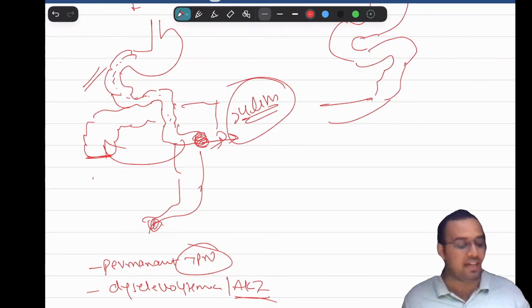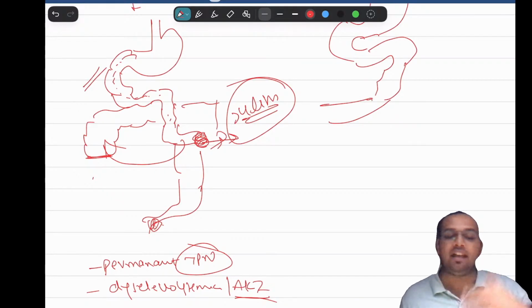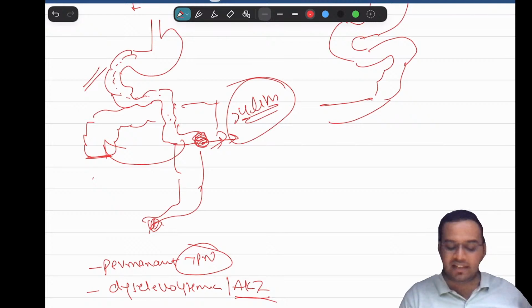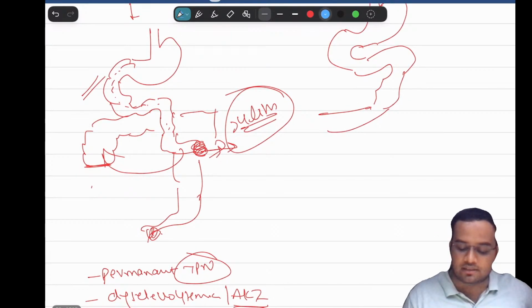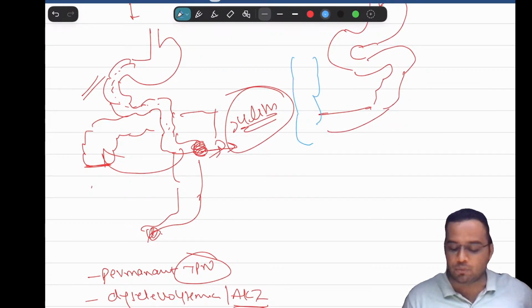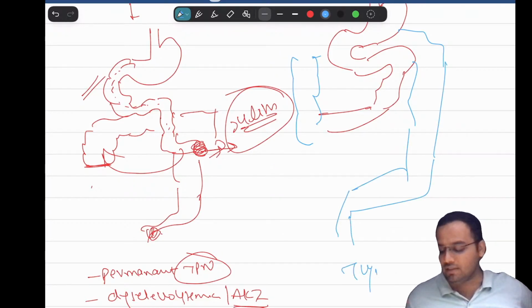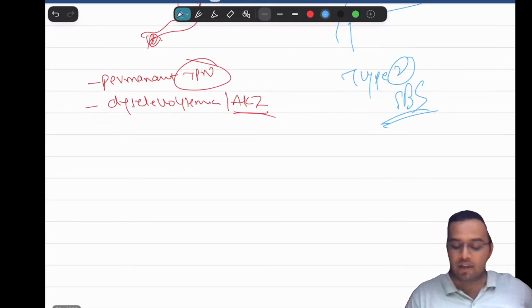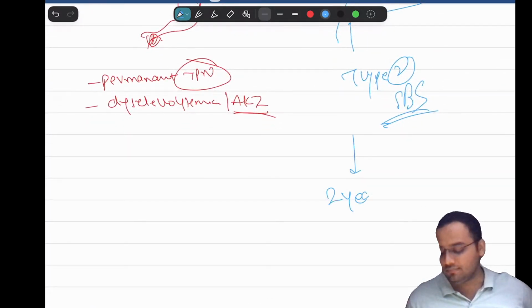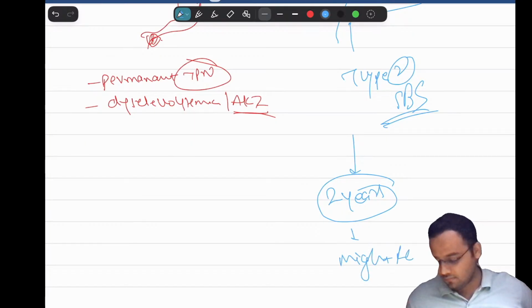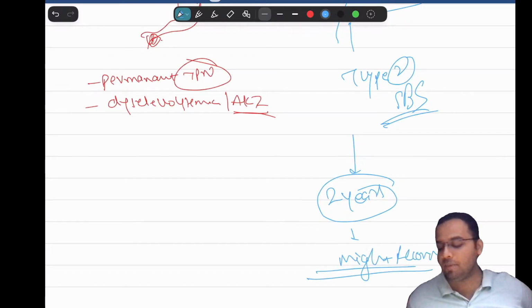The nature is great. It is going to support the body by developing the defense mechanism, and to combat this, the colon will also slowly and steadily start taking the function of small intestine. So this is nothing but type 2 short bowel syndrome. Here the patient is going to require TPN support up till 2 years. But later on the patient might recover. There are high chances that the patient will recover.